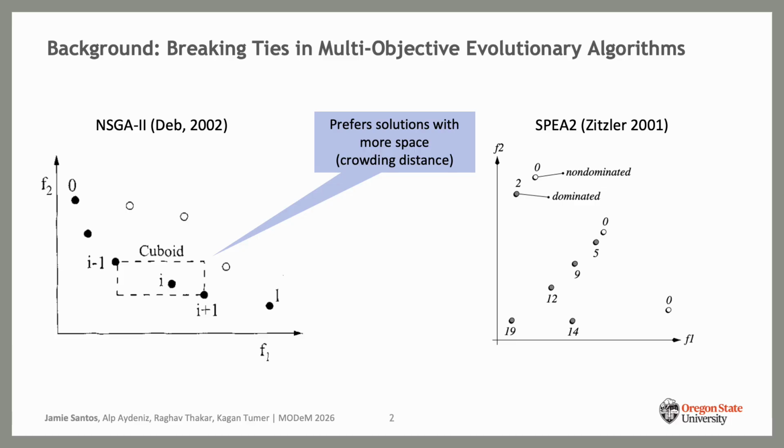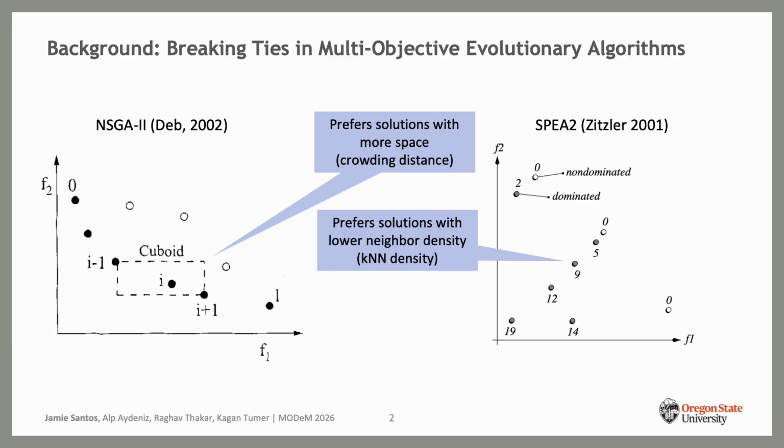SPEA2 is another similar MOEA. However, rather than using crowding distance to break ties, it uses k nearest neighbor density. But notice what happens when solutions have very similar fitnesses. These methods have little information about which solution is actually more valuable to preserve. In that case, selection may effectively come down to an arbitrary choice between solutions that are equivalent from the perspective of the objectives.